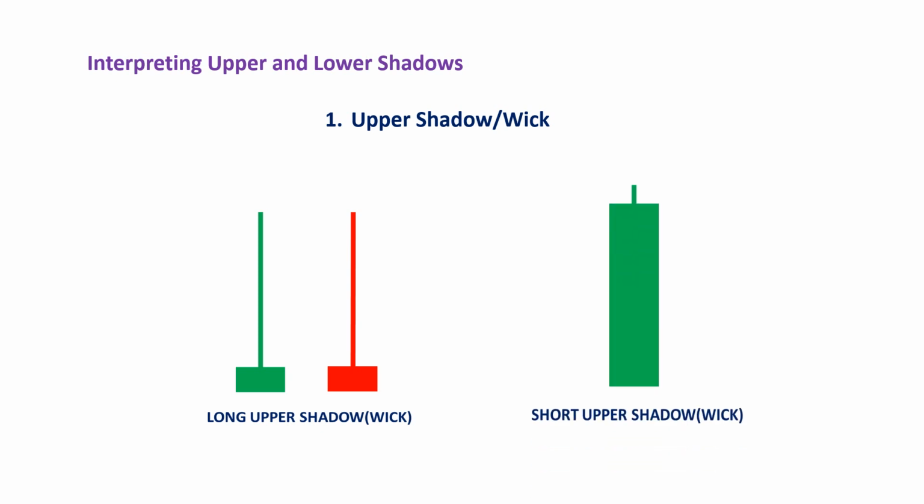Short or no upper shadow. A short or non-existent upper shadow indicates that the price did not encounter much selling pressure or resistance at higher levels. It suggests that buyers were able to push the price higher without significant opposition. This can be a sign of bullish sentiment and a potential continuation of an uptrend.